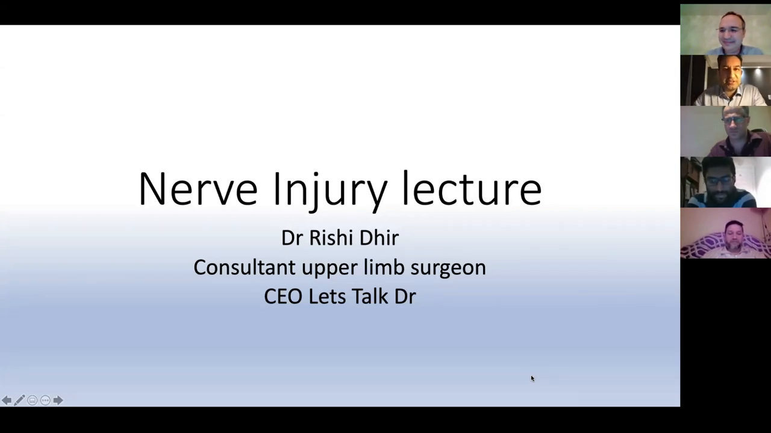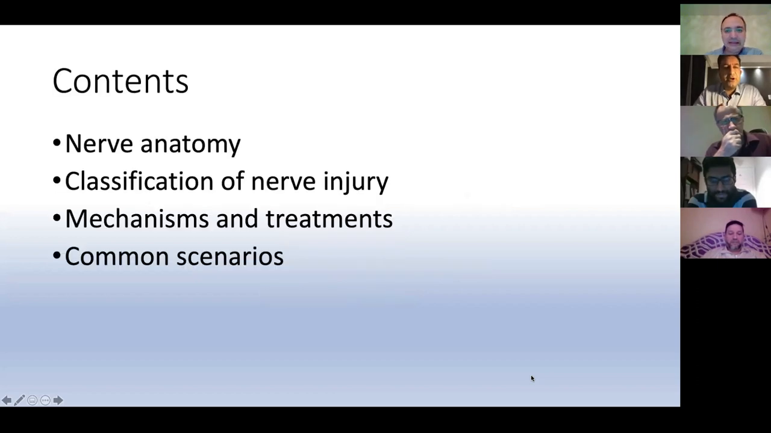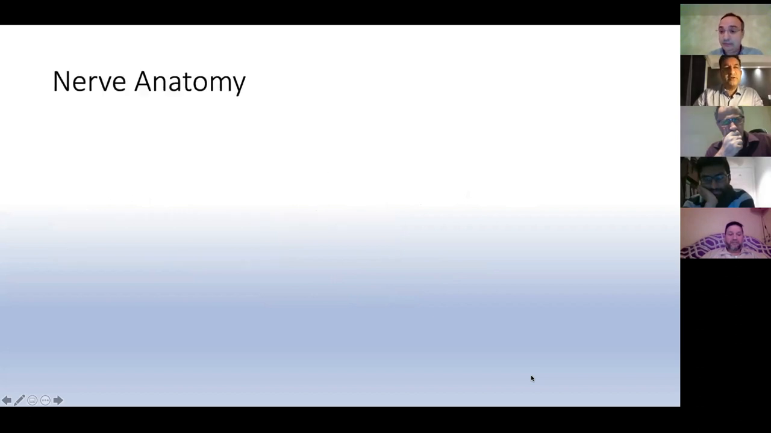And I hope to teach you tonight about nerves and also nerve injuries. I'll try and make it as relevant to FRCS as possible. So tonight we're going to look very briefly at nerve anatomy. We're going to look at nerve injuries, in particular, how do you classify them, and a mechanism for dealing with them as well. And then we'll try and look at some common Viva scenarios as well. So let's start with nerve anatomy.